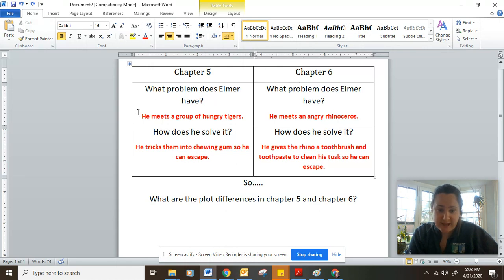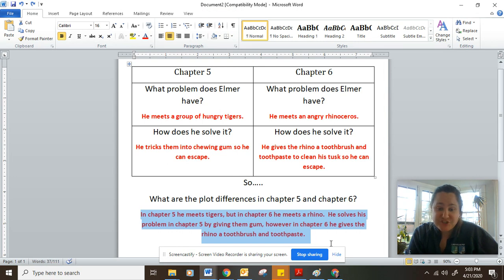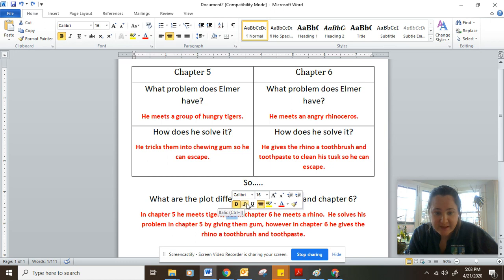What are the plot differences in chapter 5 and chapter 6? In chapter 5, he meets tigers, but in chapter 6, he meets a rhino. I used the word but because that's one of those words that signals we're contrasting. He solves his problem in chapter 5 by giving them gum. However, there's another one of those words. In chapter 6, he gives the rhino a toothbrush and toothpaste.